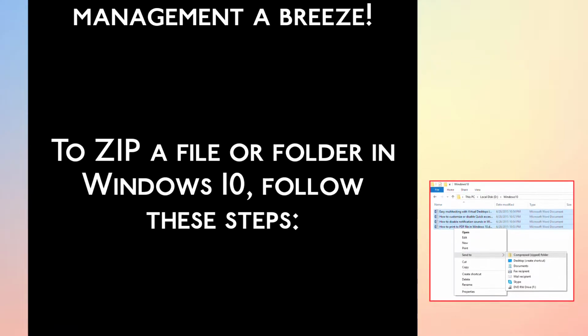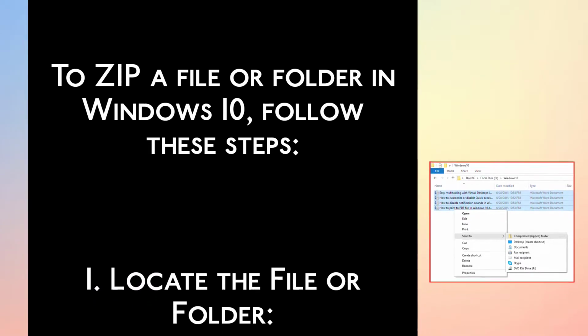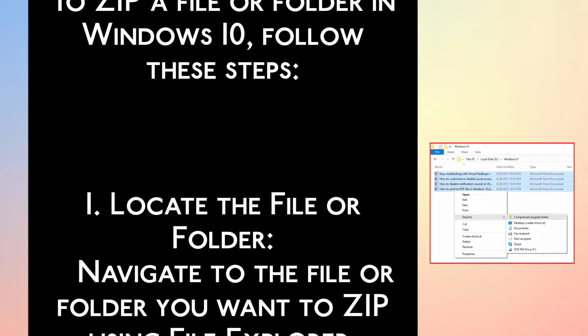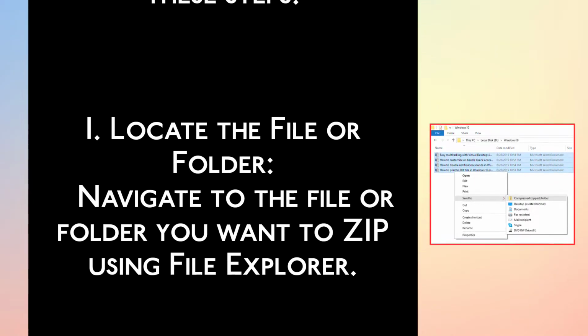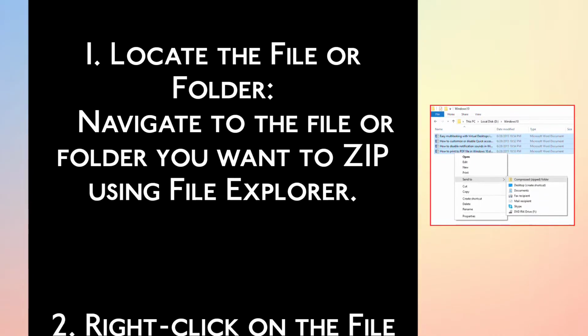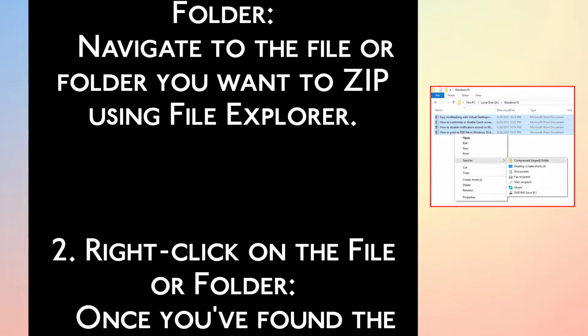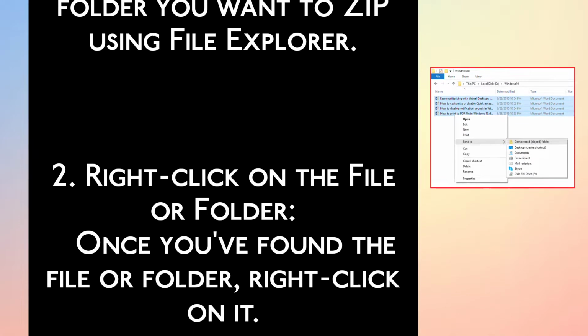Let's dive in and make file management a breeze. To zip a file or folder in Windows 10, follow these steps. Step 1. Locate the file or folder. Navigate to the file or folder you want to zip using File Explorer.